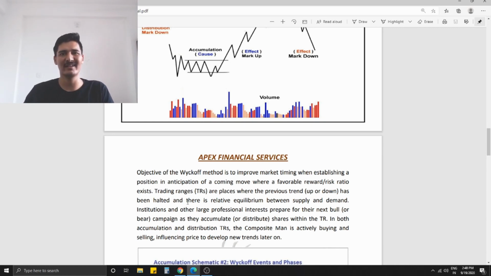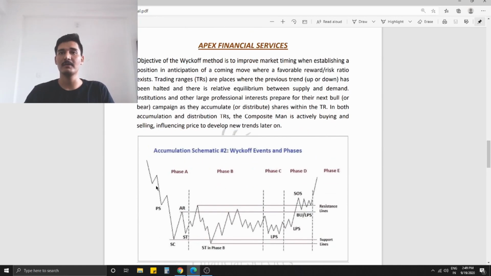Now, that is essentially the definition of what is actually going on in the accumulation and distribution phases. Coming to the schematics, this is the accumulation schematic, which has five phases: phase A, B, C, D, and E. Don't worry if this looks a bit scary, to be honest, because you have a lot of terms. You have PS or preliminary support, SC selling climax, automatic rally, secondary test, LPS last point of support, and a lot of other things, sign of strength.